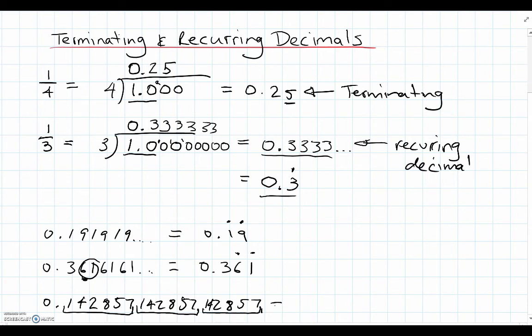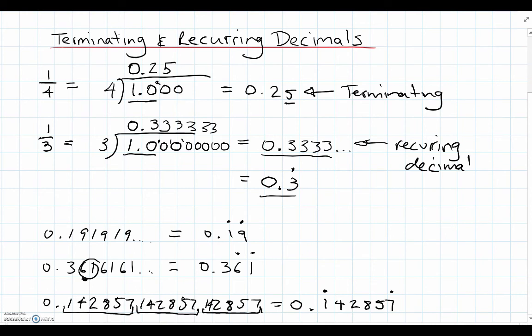Well, here's how I do it. I start off by writing out the decimal, 0.142857. Those are the numbers that are being repeated, and I put a dot above the first number and the last number. And this is the notation for writing a recurring decimal, where we have a large set of numbers being repeated.